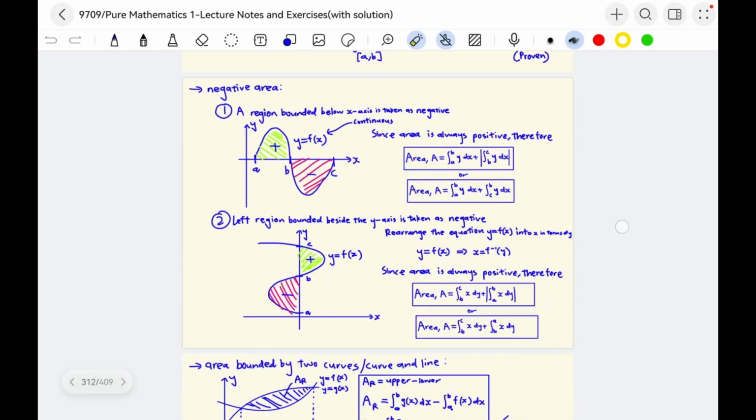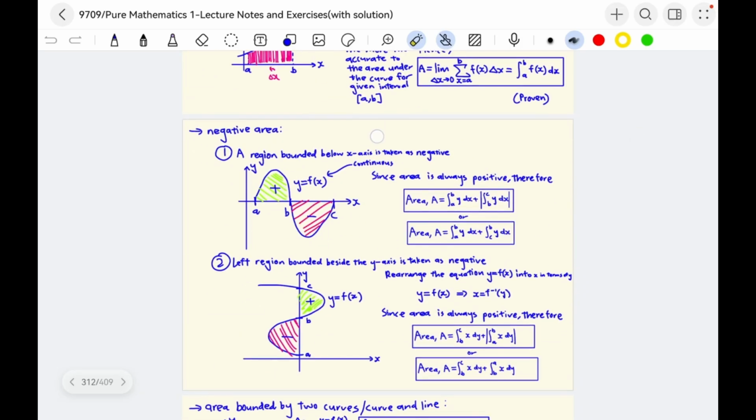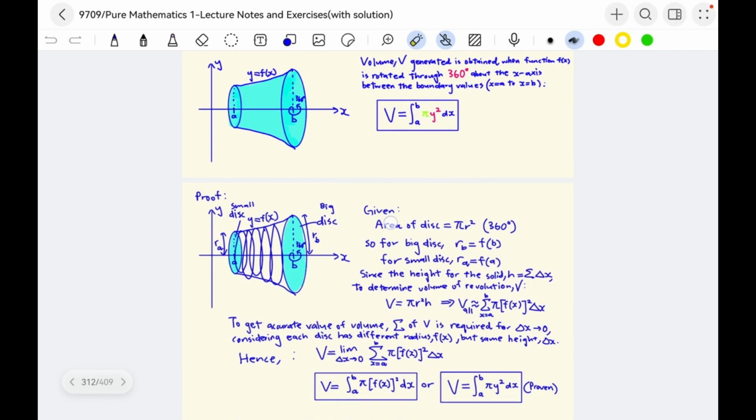And what if you are dealing with and solving for negative areas, and how do you make your corrections inside your workings? Okay? If there's a scenario over here.